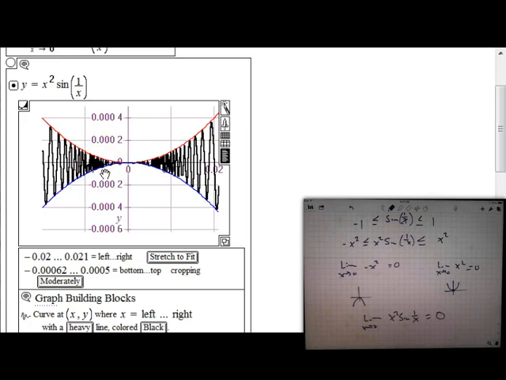Okay, so there are times when we're going to use this. At some point next week, or maybe the following week, we'll look at sine x over x again, and use the squeeze theorem to prove for certain that that limit is 1 as x goes to 0. But anyway, this is the squeeze theorem, and here's one example of how you'd use it to prove a limit.